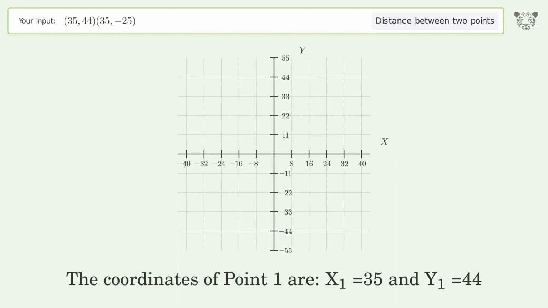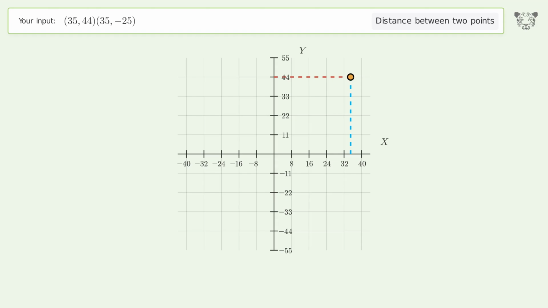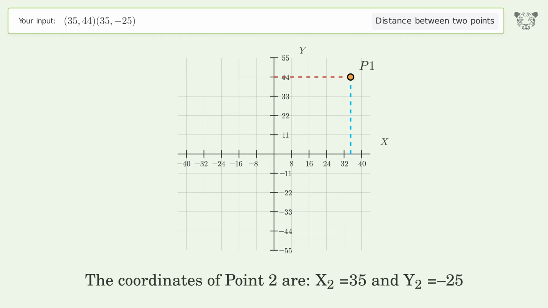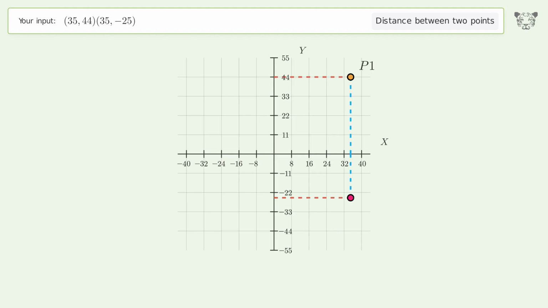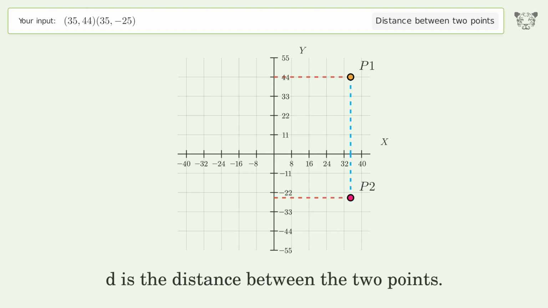The coordinates of point 1 are, x1 equals 35 and y1 equals 44. The coordinates of point 2 are, x2 equals 35 and y2 equals -25. D is the distance between the 2 points.